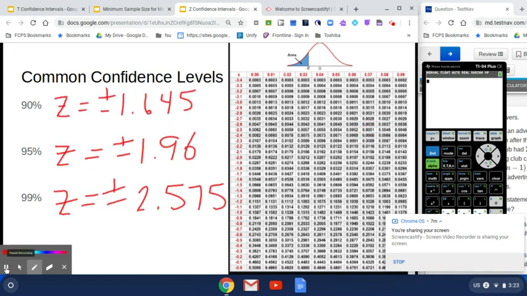Okay, just to recap those, anytime you're asked for a 90% confidence interval, the critical value is going to be positive or negative 1.645. For 95% confidence, 1.96. And for 99% confidence, 2.575.